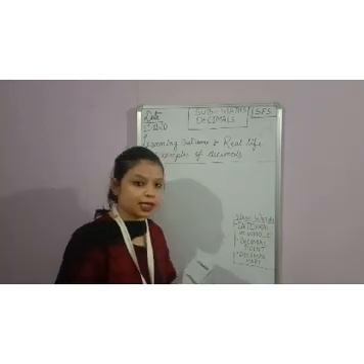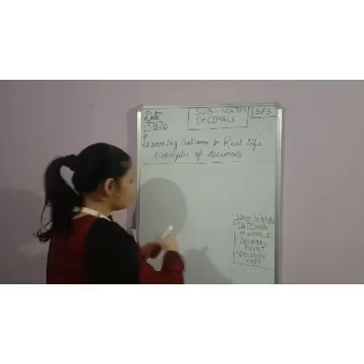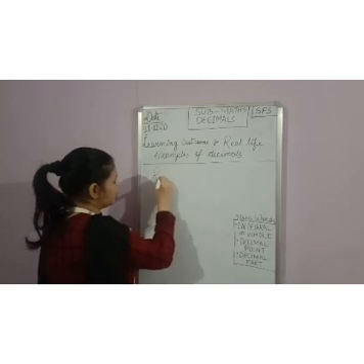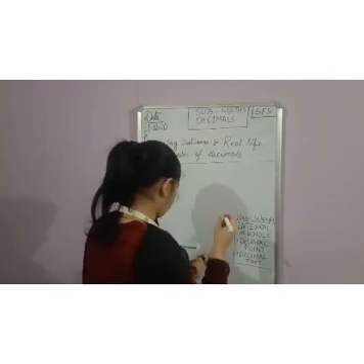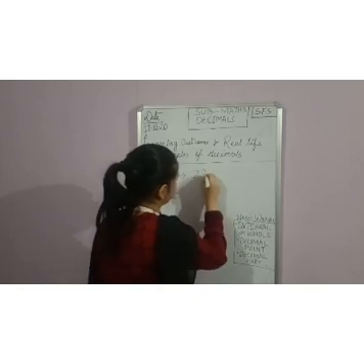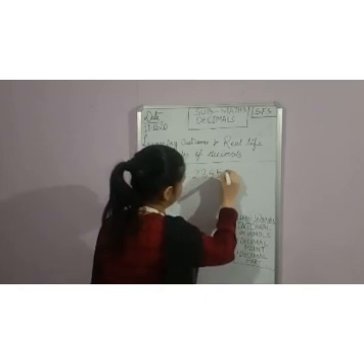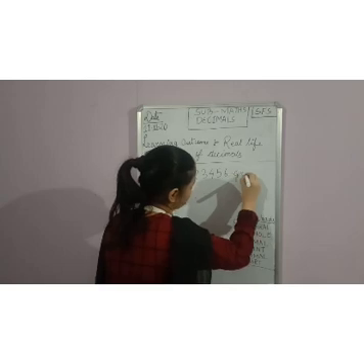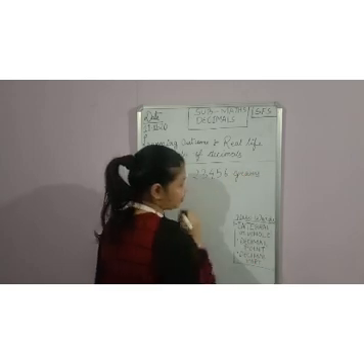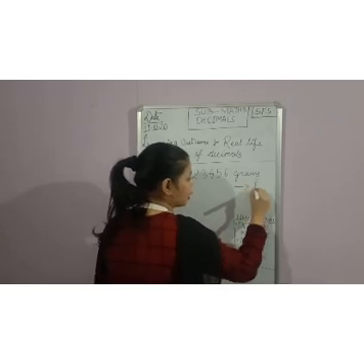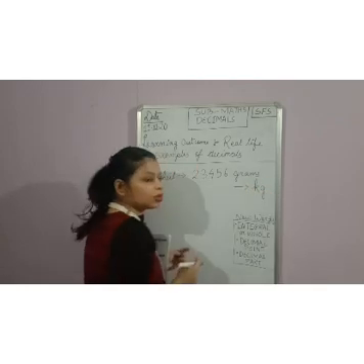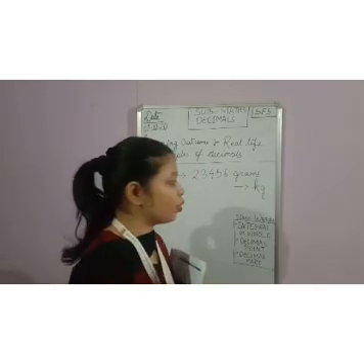I'll take the first example here. Rahul is the name of a person, and his weight is 23456 grams. It is given in grams. We have to convert it into kg, that means kilogram. Kg is short for kilogram.